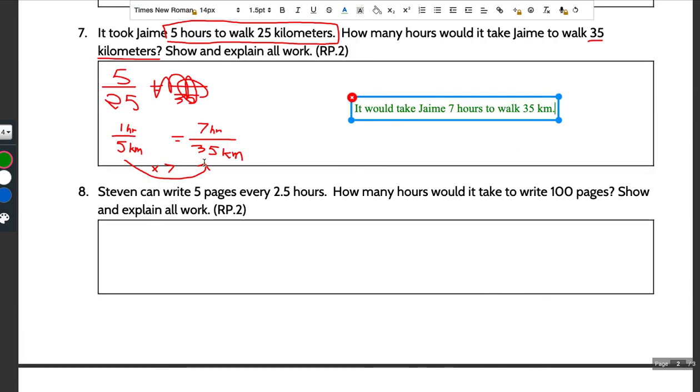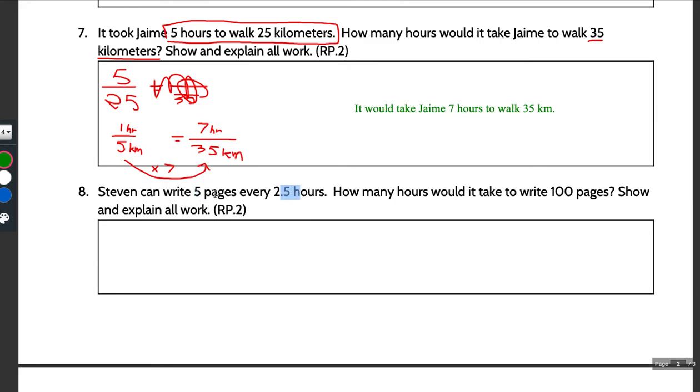And last, Stephen can write 5 pages every 2.5 hours. How many hours would it take to write 100 pages? Show and explain all work. Okay, so again, just like this one, we have pages and hours. You could figure out the unit rate, but one thing is I know 5 pages, and I'm comparing 5 to 100, and 5 actually goes into 100.